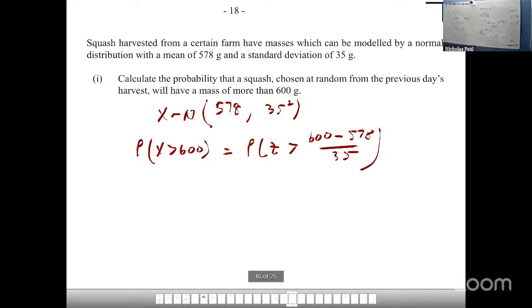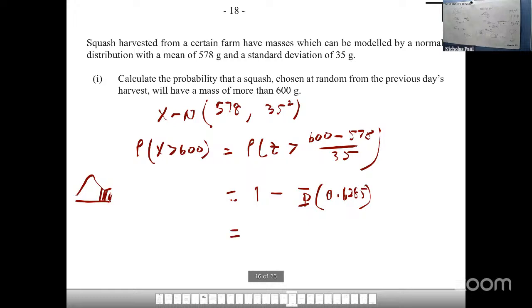That value is a positive value, right? So that's like right here. So that will be 1 minus the table value of whatever that is. That's 600 minus 578 all over 35. I got 0.6285.